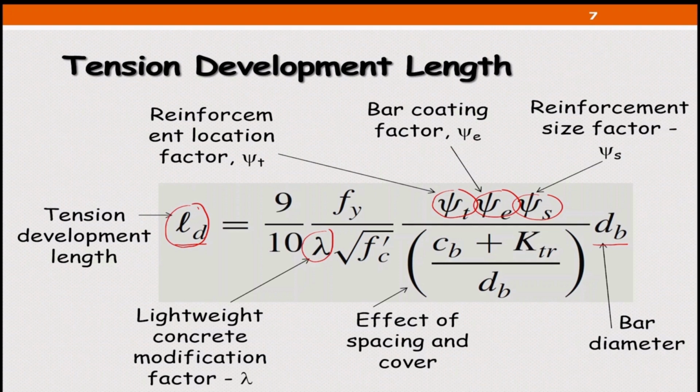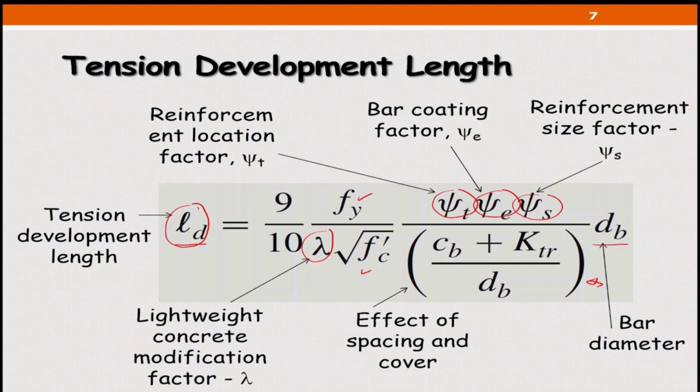And the equation here indicates that the development length depends on some characteristics that we might already know. It depends on the yield stress of steel, concrete compressive strength, and it depends on a bunch of psi factors and the lambda and this factor here.